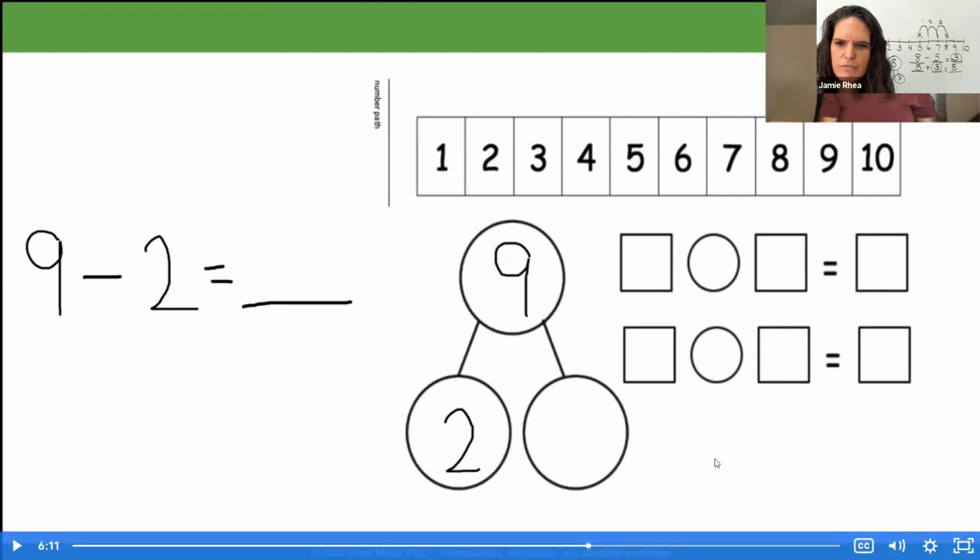Okay, she's a little too fast for us, isn't she? We're gonna do this one. I'm gonna erase my stuff here, but I'm not gonna erase my number path because I need it.